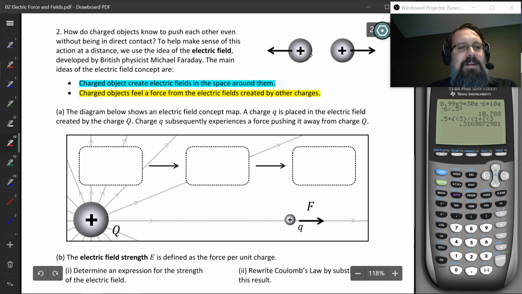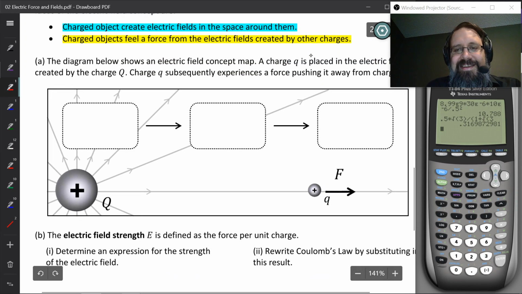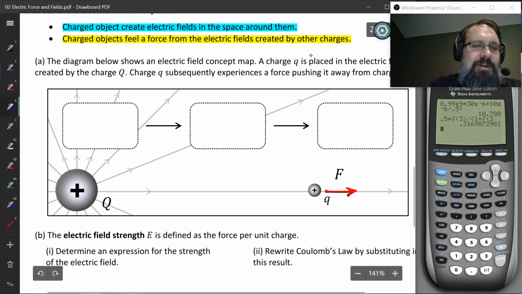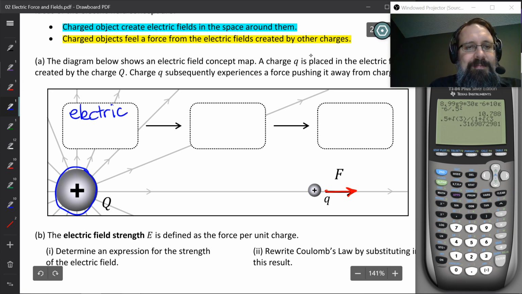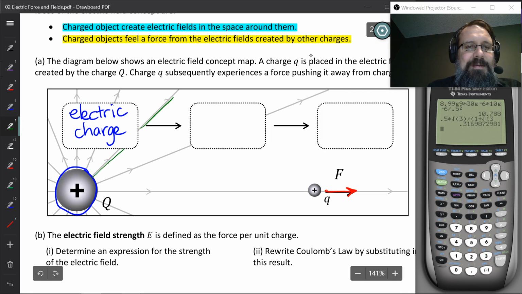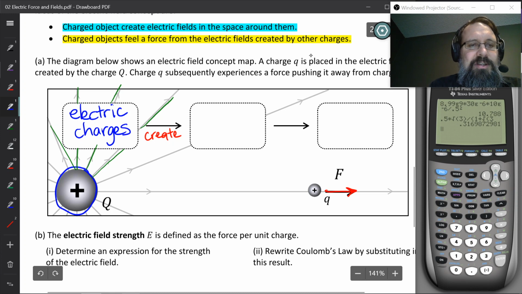How does it know to move to the right? So here's a little concept map that I came up with to try to explain this to you guys. The first thing we do is we say, all right, there's this charge over here. So I'm going to write electric charge in this box. And now what do electric charges do? Well, electric charges create these things. Electric charges create electric fields.